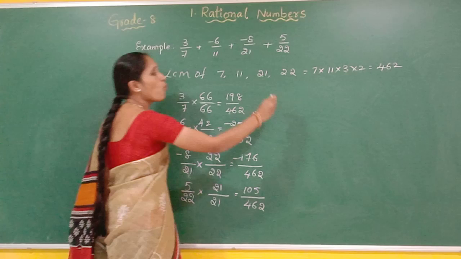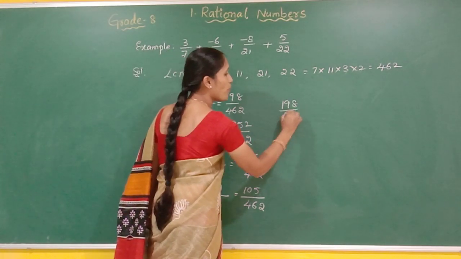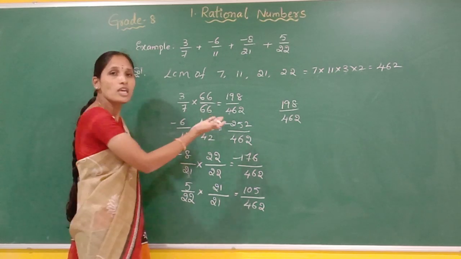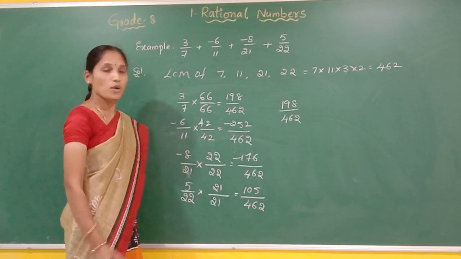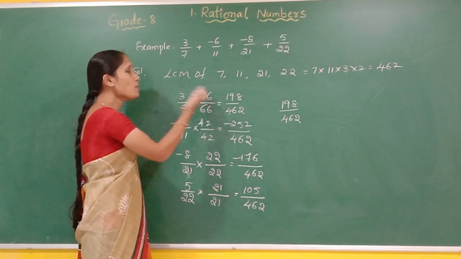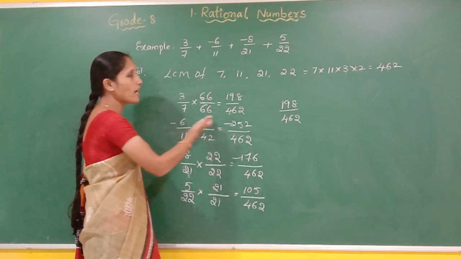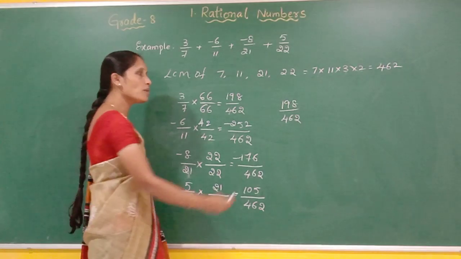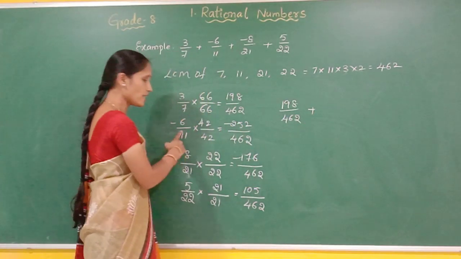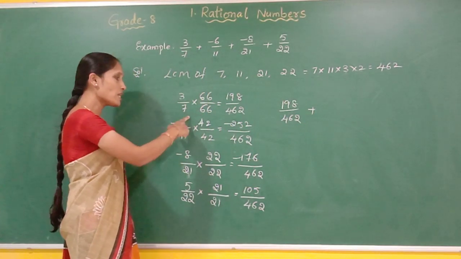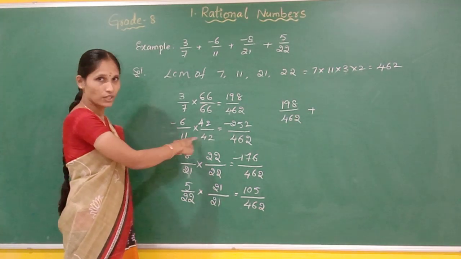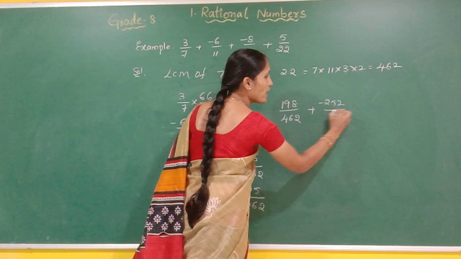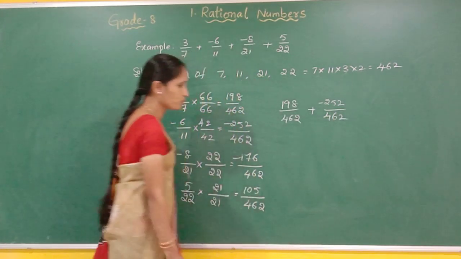Now, in place of 3 by 7, we are writing 198 by 462, because these two fractions are equivalent fractions. Both are equivalent fractions. That's why in place of 3 by 7, we are writing 198 by 462. Now tell me, what is the next number? Yes, in place of minus 6 by 11, we will write minus 252 by 462.